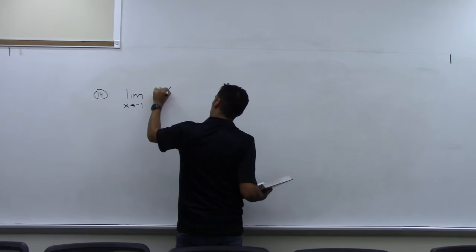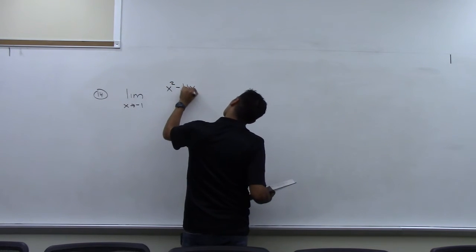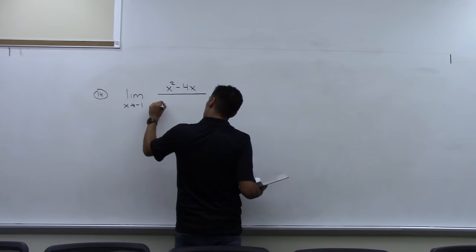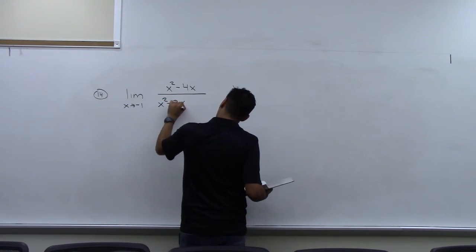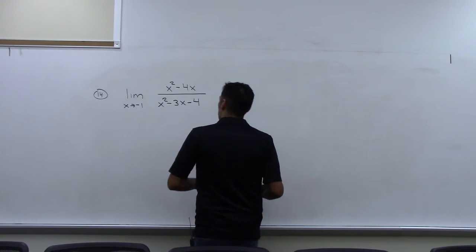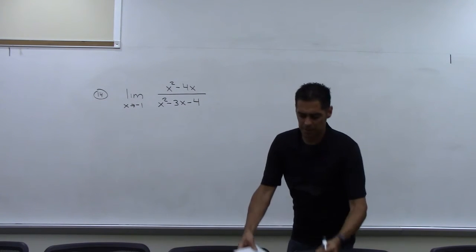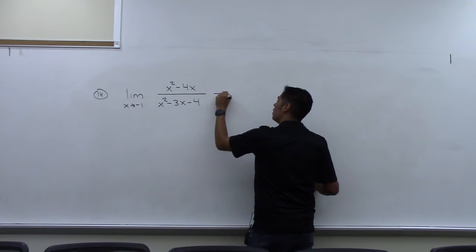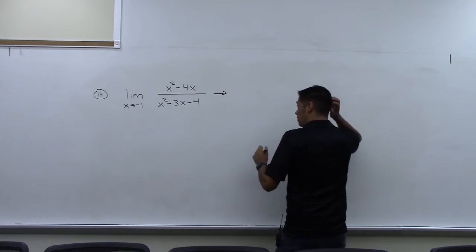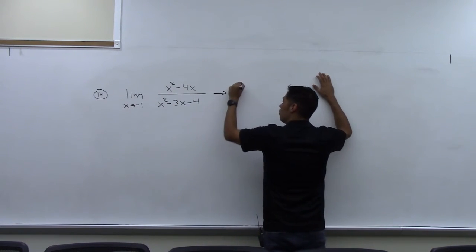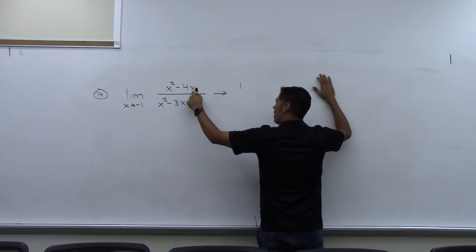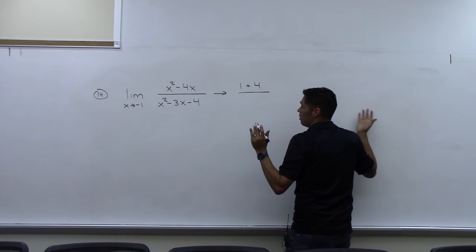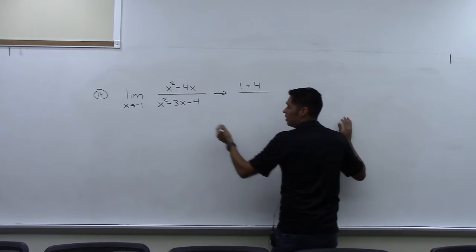X squared minus 4x over, hey, that's the same thing. X squared minus 3x minus 4. So let's see what happens if we replace x with -1 this time. Direct substitution, direct replacement. We're going to get -1 squared, that's 1. -4 times -1 is plus 4. Over, so I don't have 0 on top. Okay, so already things are good.